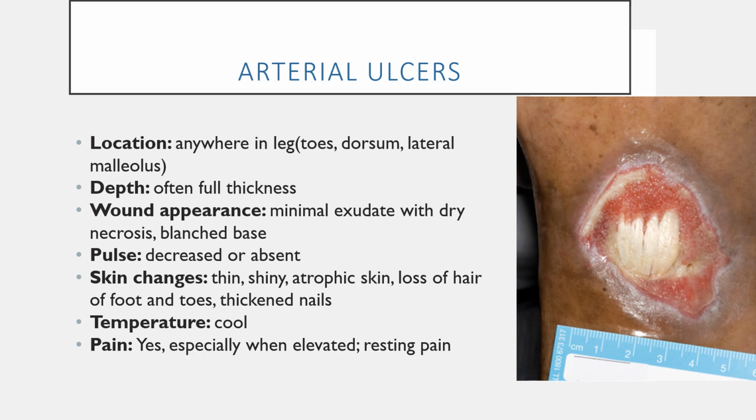Trophic changes include integumentary changes such as hair loss, thin, shiny skin, ischemia, and pale white skin color. Areas of sluggish blood flow may be red, purple, mottled. Hypersensitivity to palpation, and history of minor non-healing trauma. The wound appearance: minimal exudate with dry necrosis, blanched wound base, and peri-wound tissue.